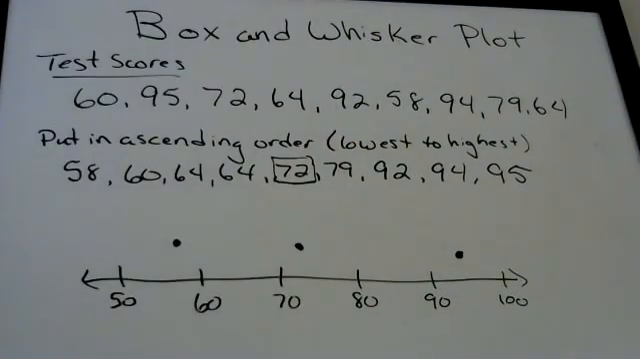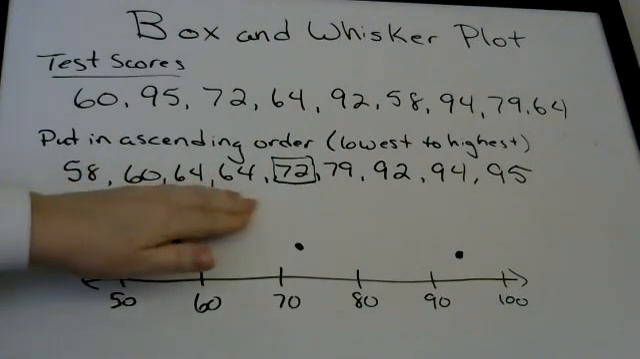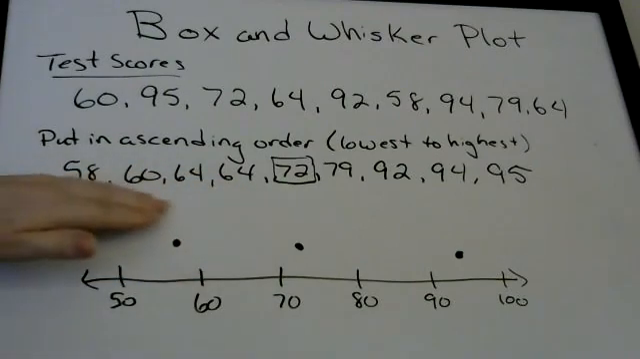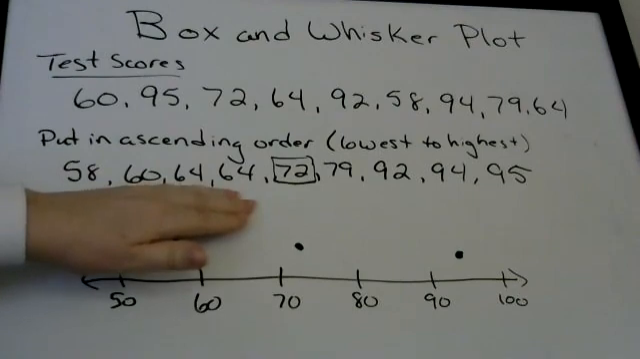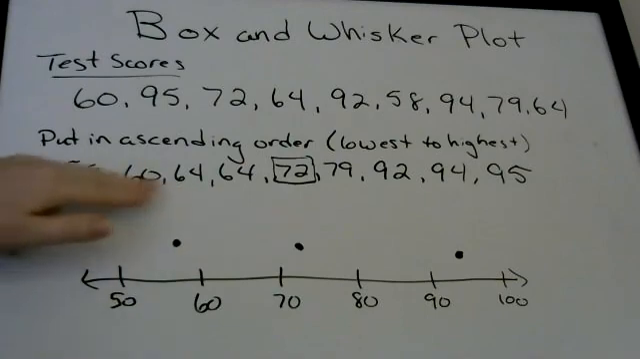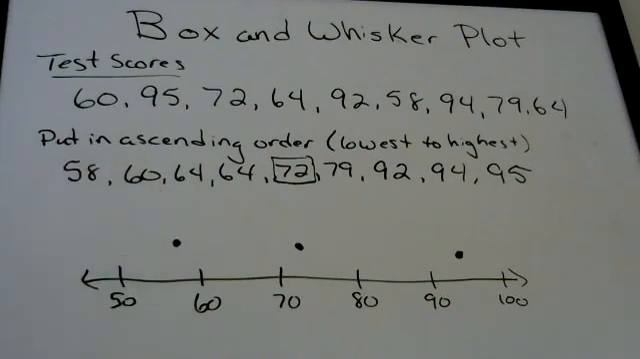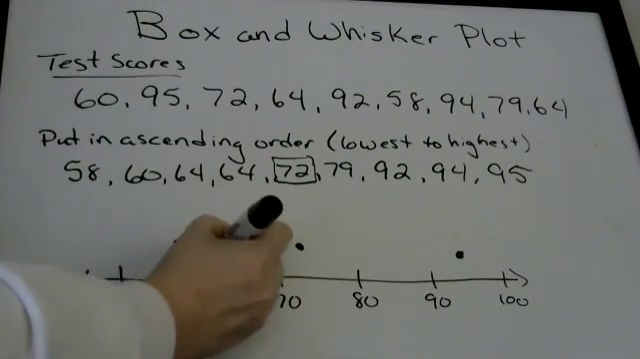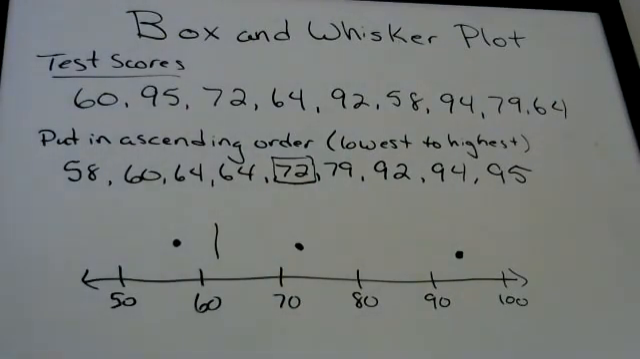To find the lower quartile, or the first quartile, we just look at this data over here: 58, 60, 64, 64. And we find the median of these 4 numbers. And again, if you don't know how to find the median, please watch that video because I'm going to assume that you know how to do that. So we have these 2 numbers, 60 and 64. We average those together and we get 62. So the first quartile is at 62. So we're going to draw the line at 62 because that's one side of our box.